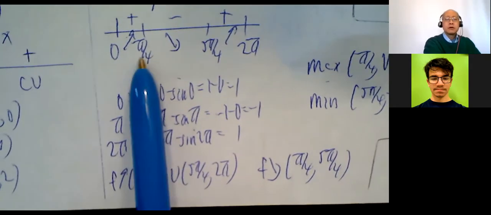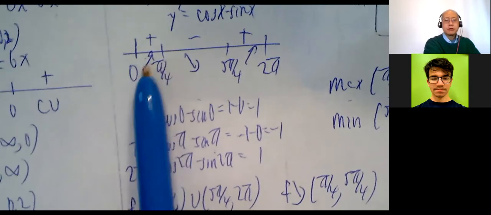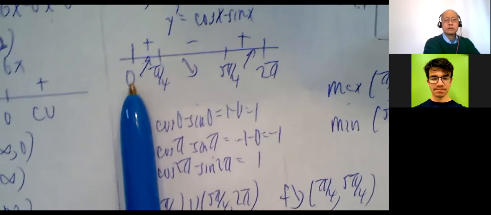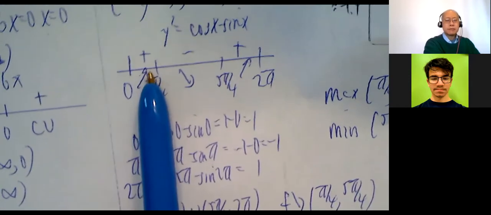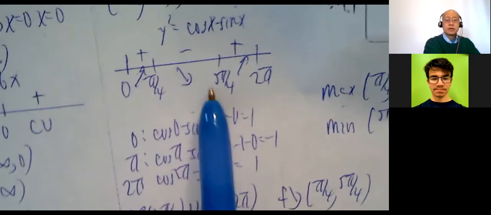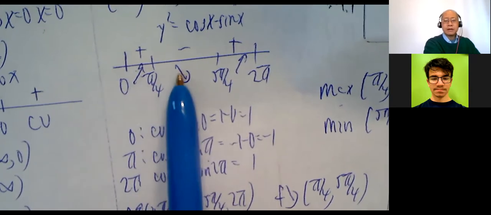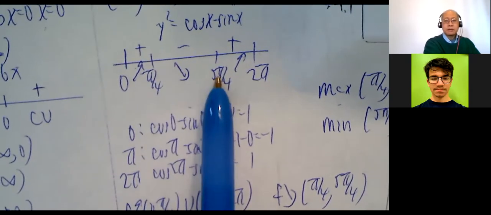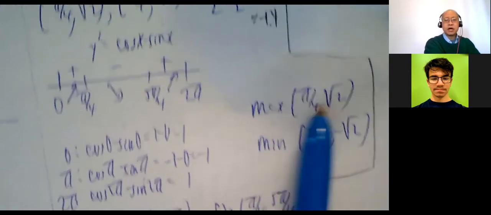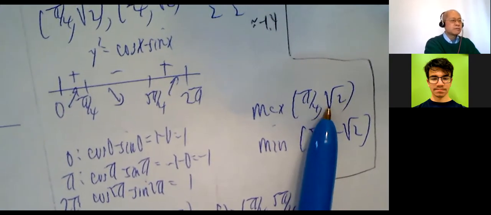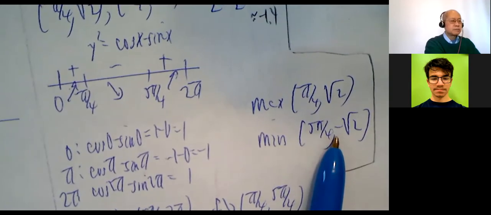Okay. Tell me something about pi over 4. Max, min, or neither? Look at the graph. Look at the roller coaster. Up, down, maximum. How about 5 pi over 4? The ride, the bus goes down, then up, minimum. So I have a max at pi over 4, radical 2, and a min at 5 pi over 4, negative radical 2.